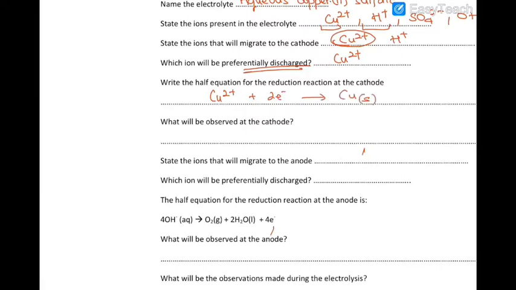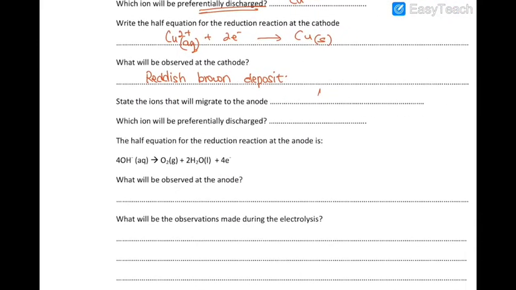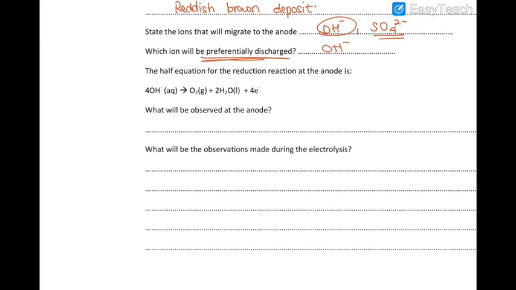Because you have the formation of solid copper in the cathode, you're going to observe a reddish brown deposit on the cathode. Now at the anode, you'll have OH- and SO4 2-, which are going to migrate, and the one which is discharged in preference is OH-. Remember that SO4 2- is never going to get discharged, so OH- will produce oxygen and water. So you're going to observe bubbling.